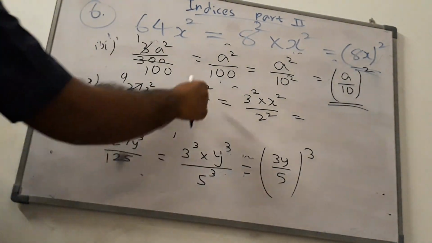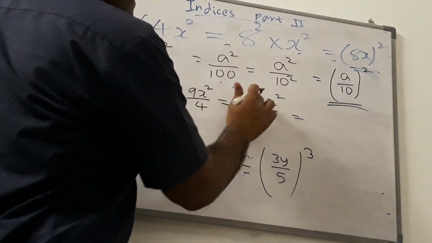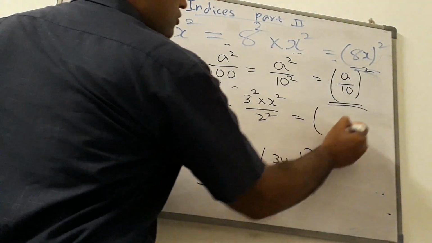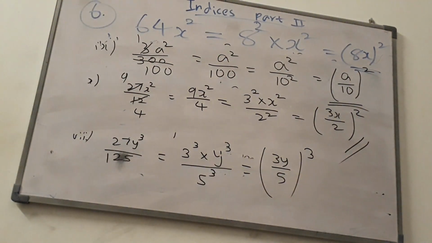Then we can write all these terms as squares: 9 as 3 squared, x as x squared, and 4 as 2 squared. So altogether we can write 3x over 2 all together to the power 2. This is the answer here. Next.